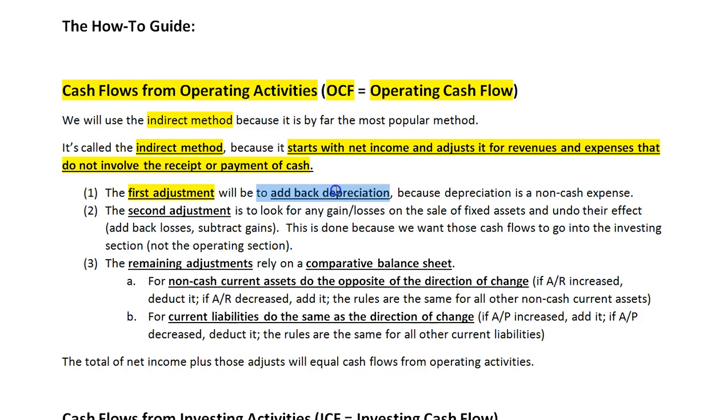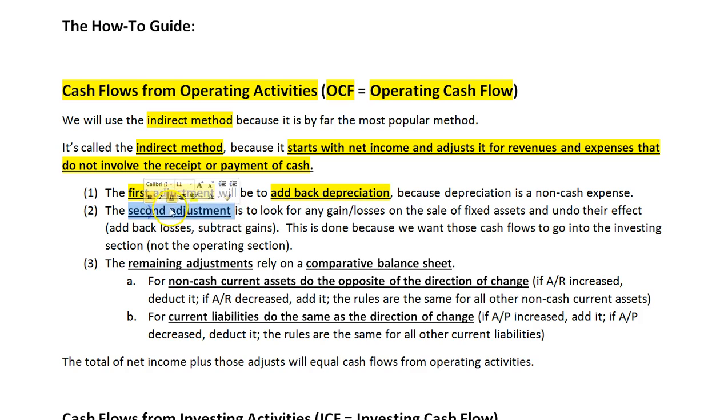Depreciation is a non-cash expense, so it reduces net income, but it didn't require a cash payment. So if we're starting with net income, trying to get to our cash figure, we're going to add it back. This is true for all the other relatives, I call them, of depreciation, like amortization and depletion. All 3 of them fit in the same category and would be added back.